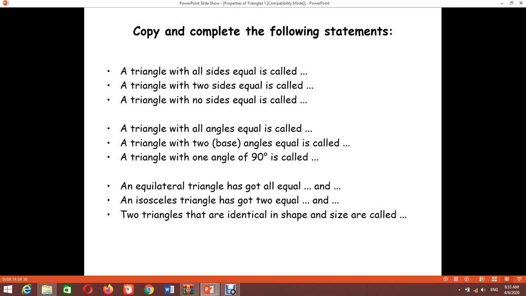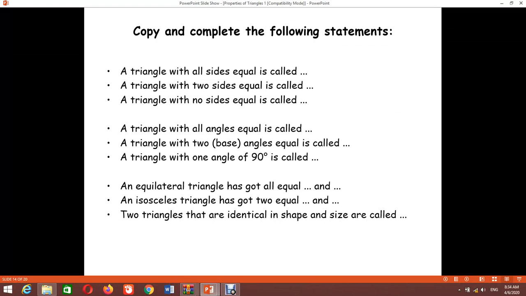Again, still on properties of triangles. My fellow student, take your notebook and your pens and copy and complete the following statements. A triangle with all sides equal is called, you answer. A triangle with two sides equal is called, you write down the answer. A triangle with no sides equal is called, you write down the answer. A triangle with all angles equal is called, write down the answer. A triangle with two base angles equal is called, write down the answer also. A triangle with one angle of 90 degrees is called, write down the answer.